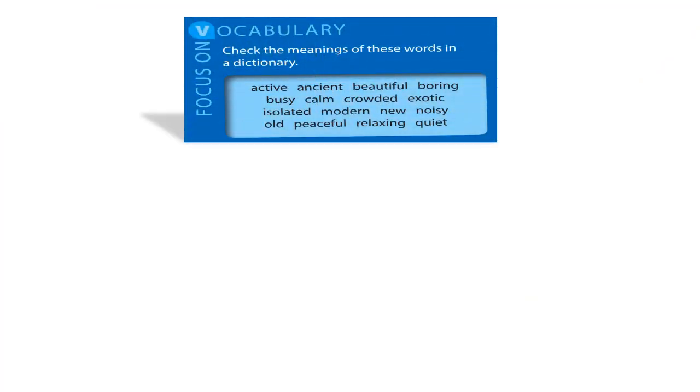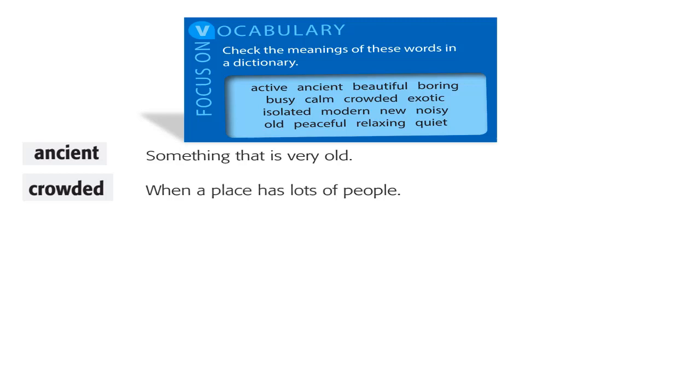Some other adjectives here: active, ancient, beautiful, boring, busy, calm, crowded, exotic, isolated, modern, new, noisy, old, peaceful, relaxing, and quiet. So let's discuss those words. We have here ancient. Ancient means something that's very old. يعني شيء ما قديم. Crowded, when a place has lots of people. يكون المكان فيه كثير من الناس فبيكون crowded.